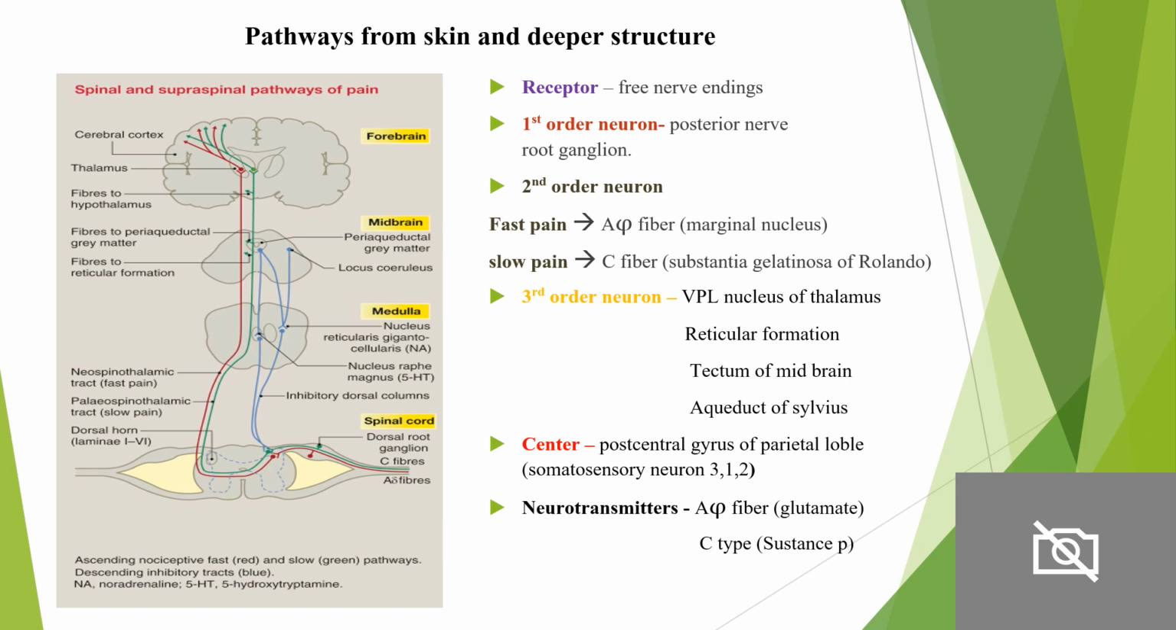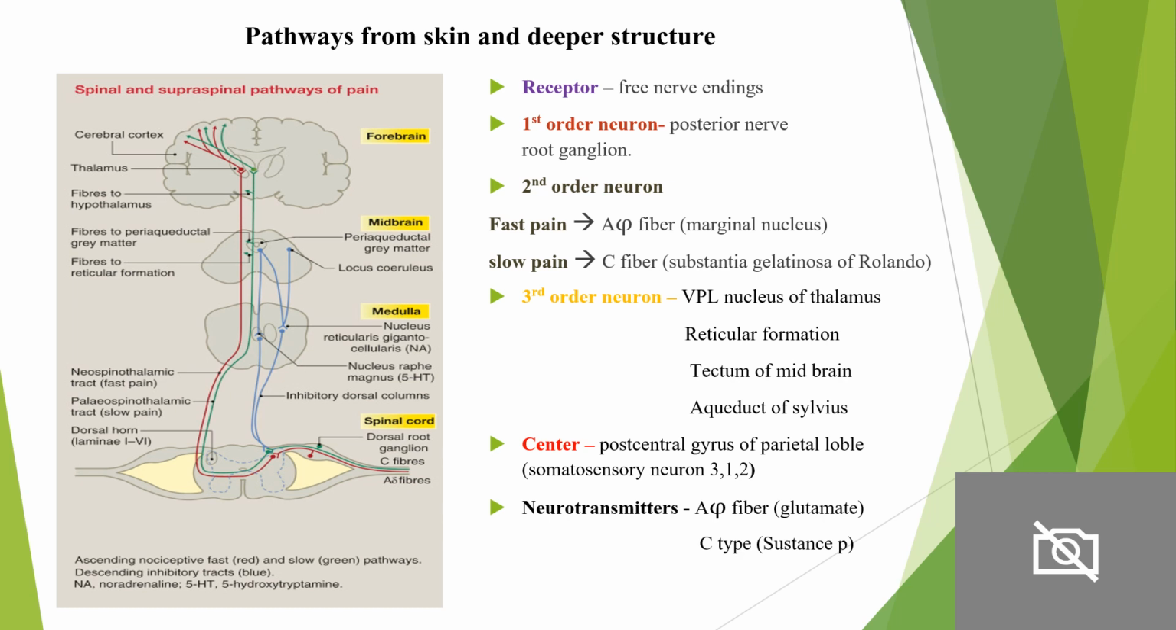The neuron is present here. This is the dendrite of the first order neuron. This is the axon of the first order neuron that reaches the spinal cord. Once it reaches the spinal cord, it synapses with the second order neuron. Actually, for the fast pain, the second order neuron is the marginal nucleus.